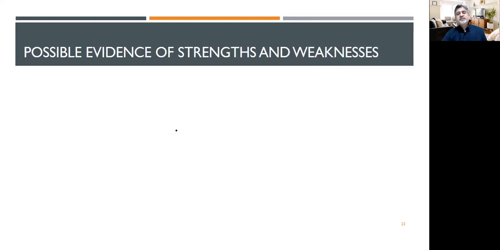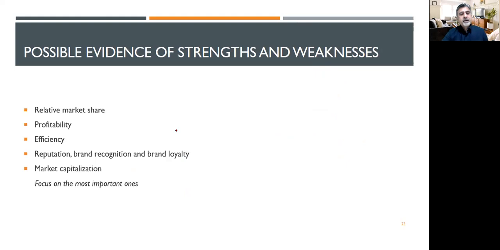Possible evidence of strengths and weaknesses. Relative market share. How do you see your strengths? Market share more, market share less. That's possible. So these are some possible evidence. This is not a confirmed list. It is not exhaustive. There could be many other things.